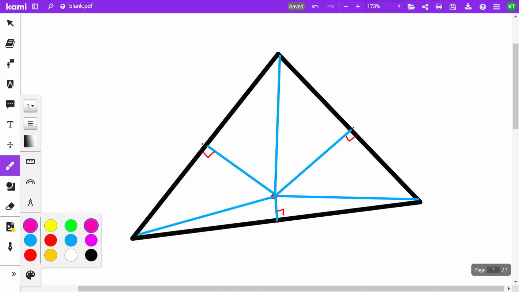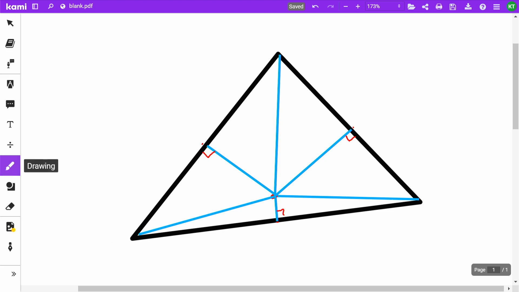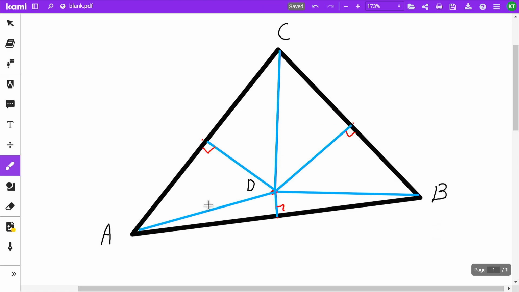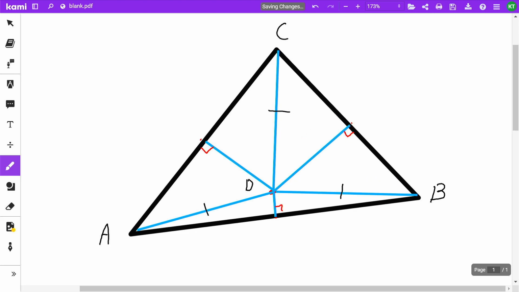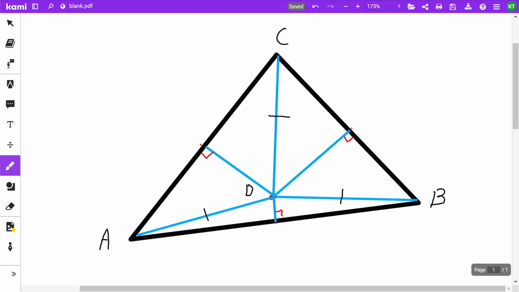So let's say I called this triangle A, B, C, and this is point D. The length of AD is going to be equal to the length of BD, which is also going to be equal to the length of CD. Okay? So this is for circumcenter.